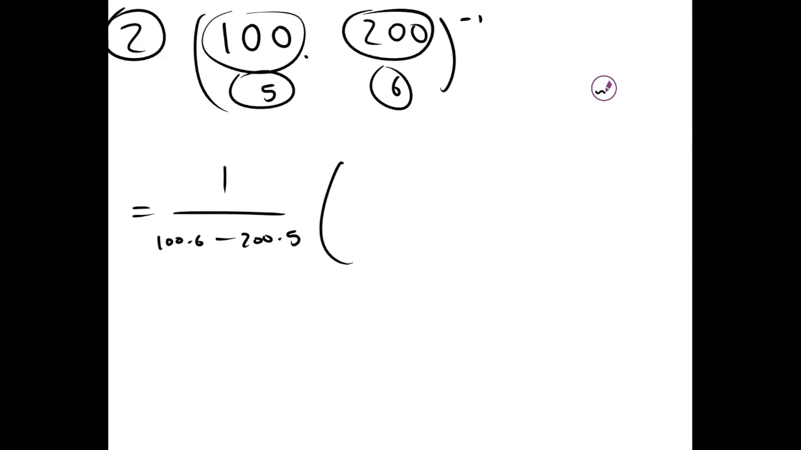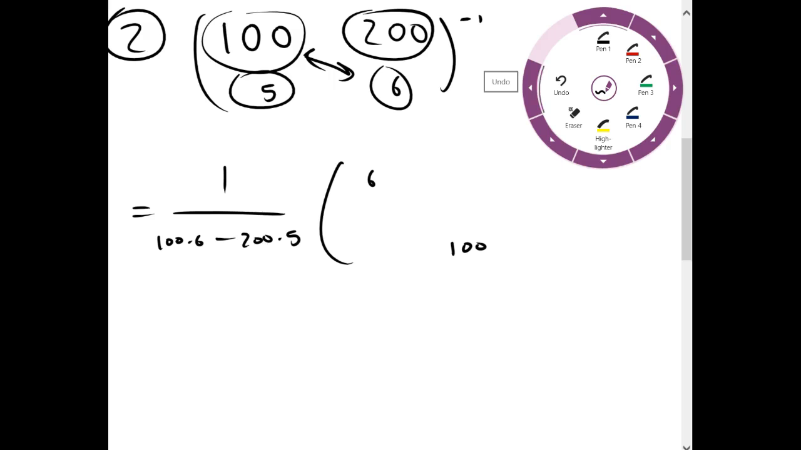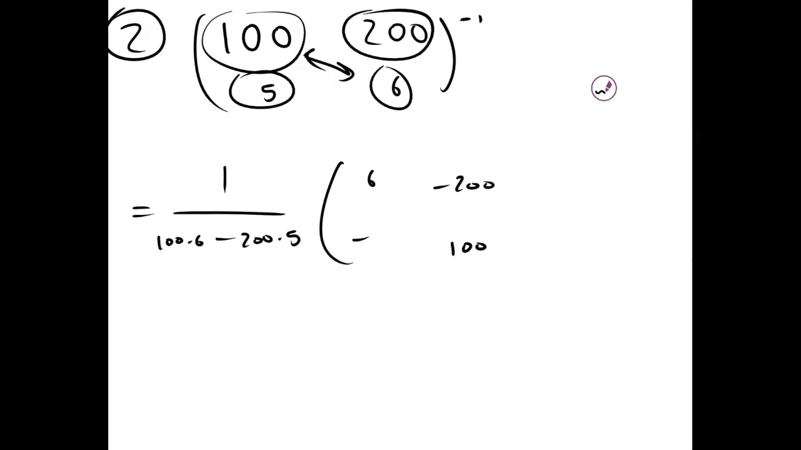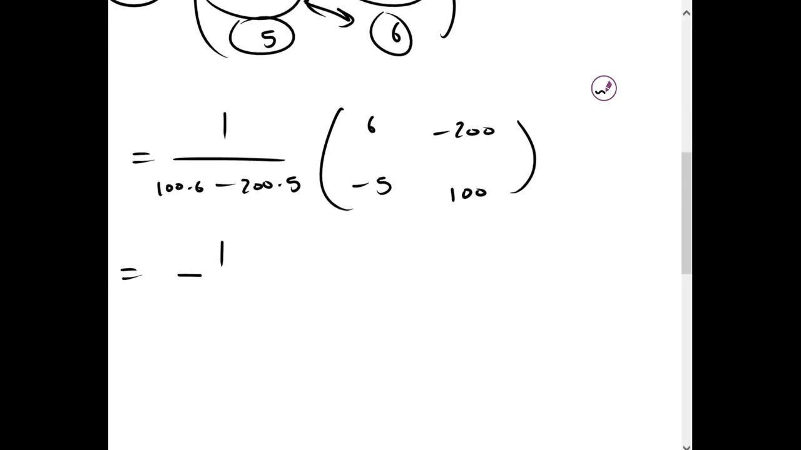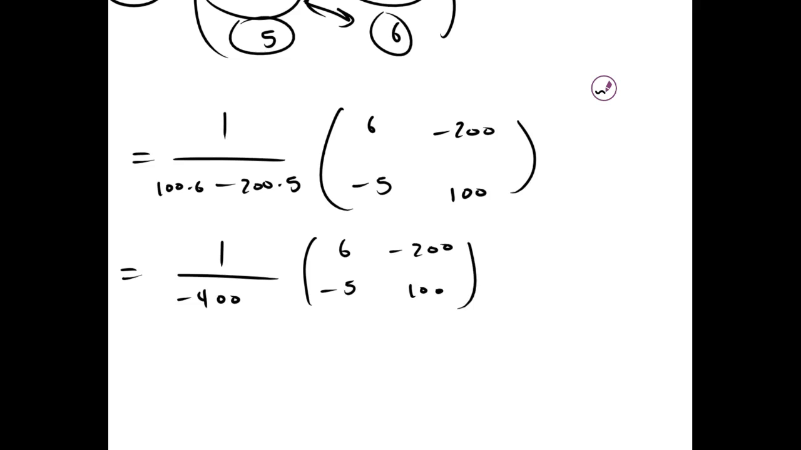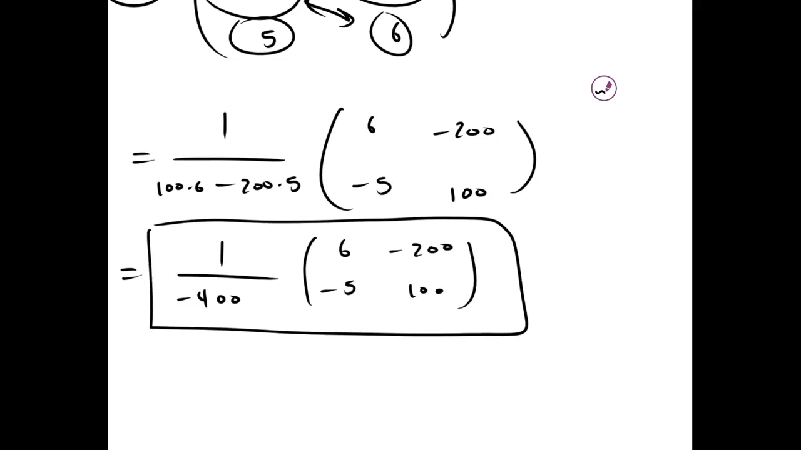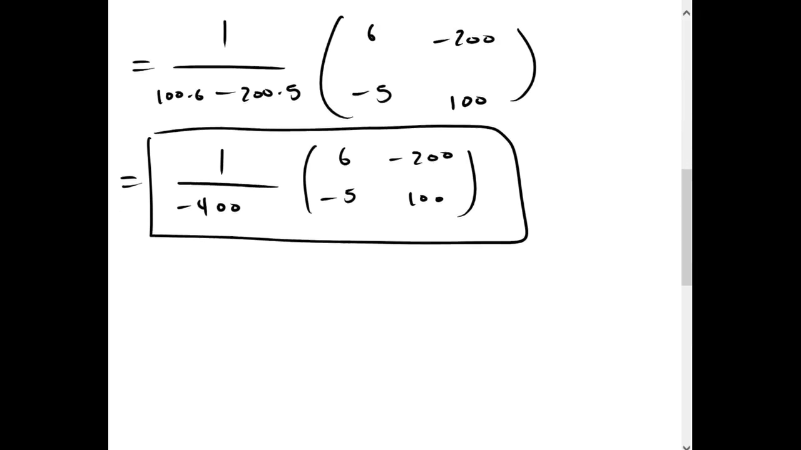And then we just swap these two. So we put 6 here and 100 here. And then we just take the negative of these two. So negative 200 here, and then negative 5. So the determinant comes out to negative 400. And we can multiply this through, but we don't have to. We can just leave it in this form. That is our inverse.